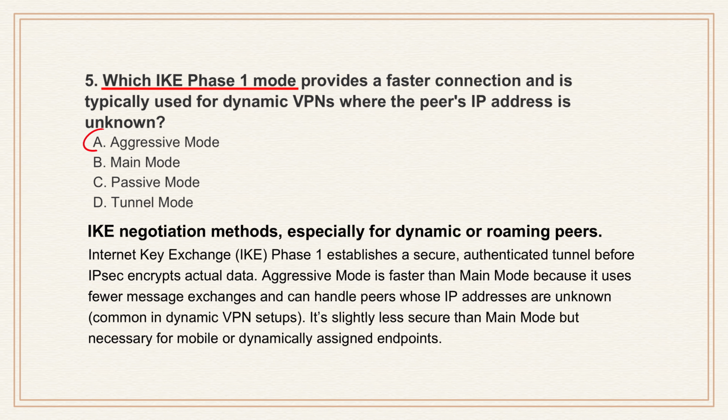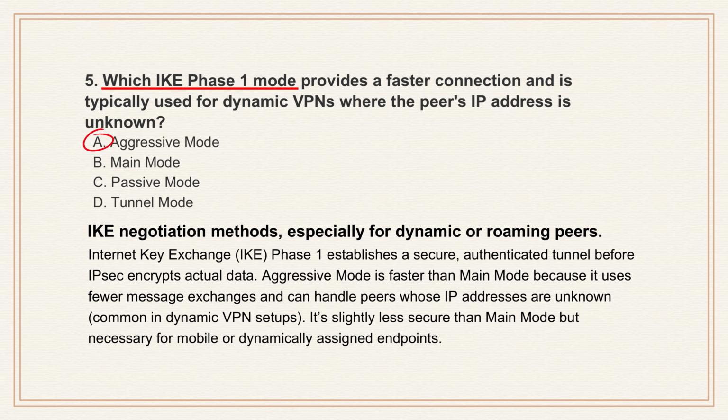Because in aggressive mode, some identification information is sent earlier in the process, even before the secure channel is fully established. This helps when one side, like a remote user, might not have a static IP that the firewall already knows. It streamlines the setup for those dial-up style VPNs. Okay, faster, more flexible for dynamic users. Sounds great, but is there a catch? A security trade-off? There is.